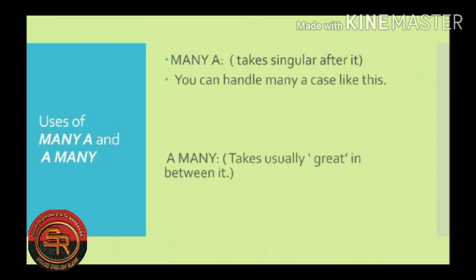Opposite to that, a great many usually takes great in between it. Means a great many. How? A great many cases you have solved. Now I have used the plural of case, that is cases. A great many cases you have solved.